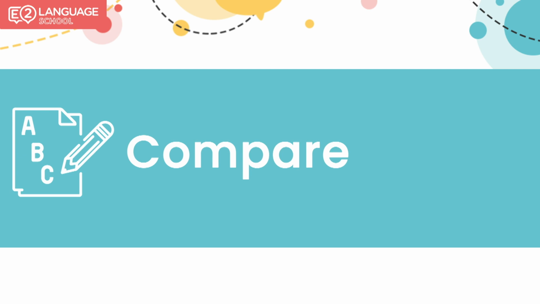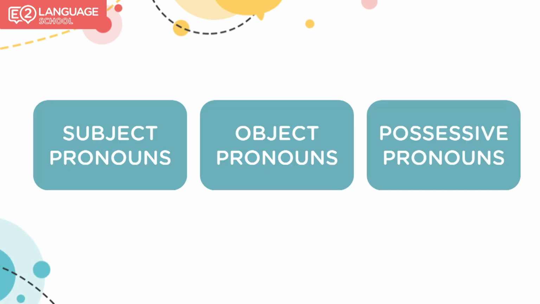Okay, now in this part of the lesson, I want you to do some comparing. And we're going to look at these 3 types of pronouns. So subject pronouns, object pronouns, and possessive pronouns. For instance, he is a subject pronoun, him is the object pronoun form, and his is the possessive pronoun.